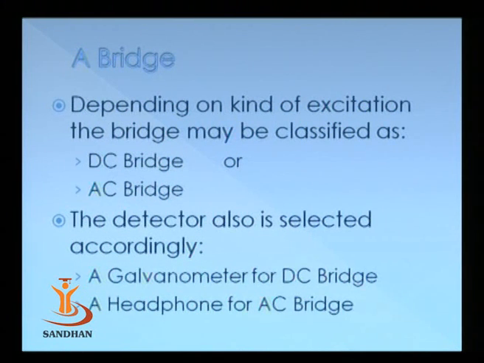Depending on the kind of excitation provided to the bridge, it may be classified as either a DC bridge or an AC bridge, and detectors are also selected accordingly. Normally a galvanometer is selected for a DC bridge and a headphone for an AC bridge is sufficient. For higher accuracy or higher resolution, the galvanometer may be replaced with a VTVM and the headphone may be replaced with a high precision AC millivoltmeter.